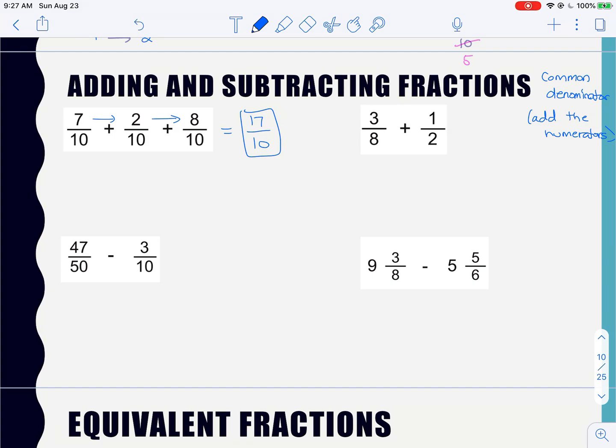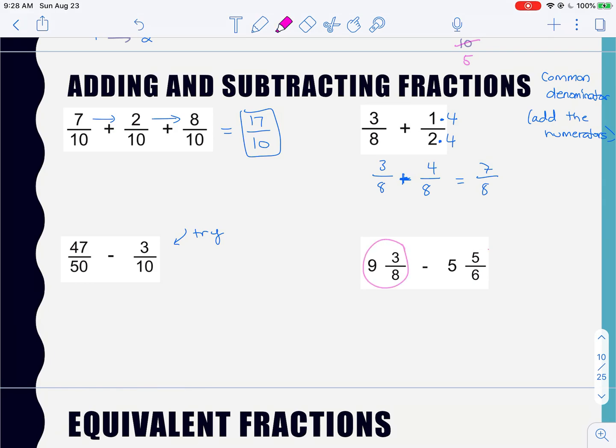On the second one, we need a common denominator because the two denominators are 8 and 2. So my common denominator can be 8. I need to change that 2 into an 8. So in order to do that, I can multiply it by 4. But in order to keep my fraction equivalent, whatever I do to the denominator, I have to do to the numerator. So I'm going to multiply the top and the bottom by 4. So now I have 3/8 plus 4/8. And now I have a common denominator, so I can just add the numerators. So this would be 7/8. You guys can go ahead and try the next one. You can check your answer against the finished notes.